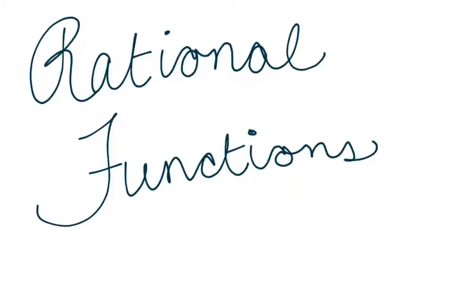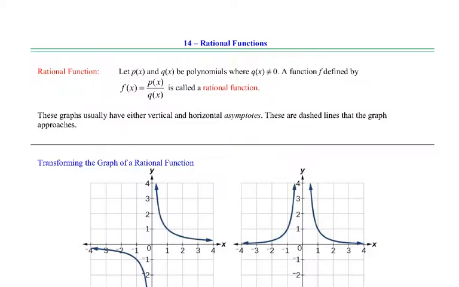In this lesson, we're going to look at rational functions. First, we're going to start looking at the definition of rational functions. So, a rational function is essentially the quotient of two polynomial functions. The official definition is written here.